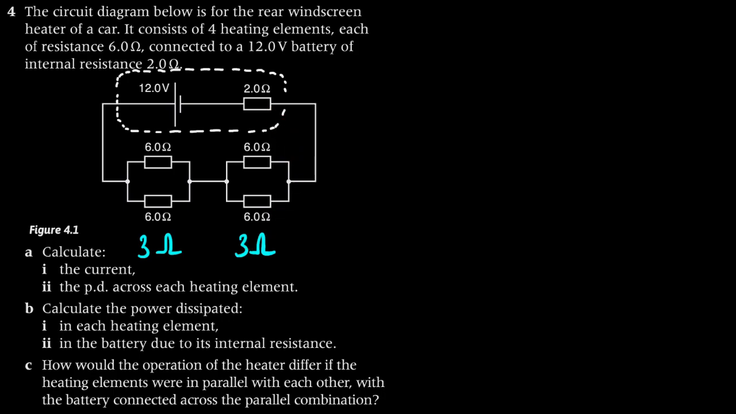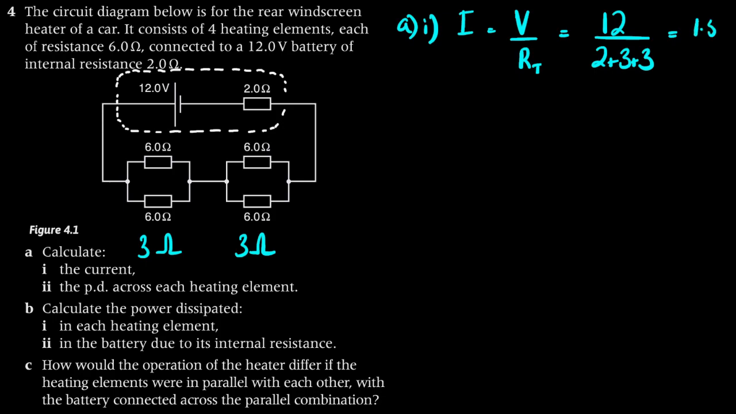Then you can calculate the current. In part A, the current I would be V upon R. V is 12, and this is the series current which is going to be flowing throughout this major part, not through the branches. We will talk about the branches later. So that would be 12 upon the total resistance, which is 2 plus 3 plus 3. So 12 upon 8, which is 1.5 amperes.